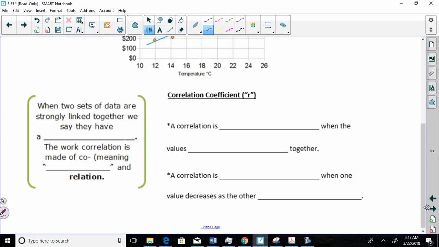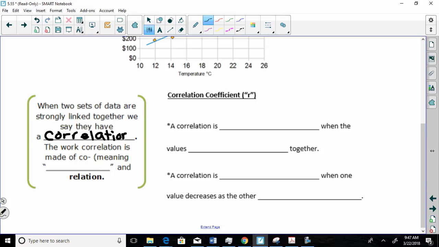Even when you're doing biology, if you want to be doctors, you're asking, does a certain drug correlate with how the body reacts, right? And so you'll be using this a lot. This is my favorite lesson because it's something you're using all through your life. So when we say two sets of data are strongly linked together, we say they have a correlation.